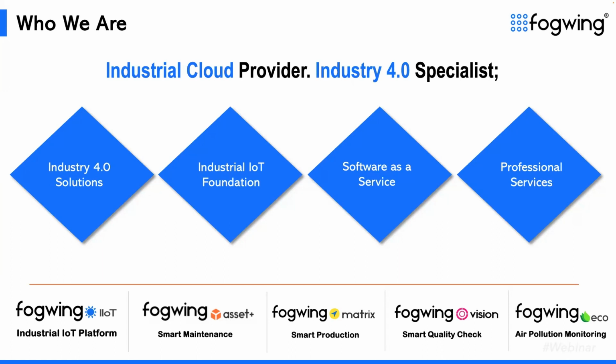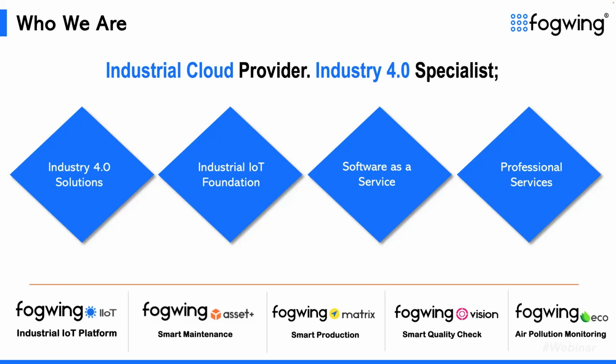Starting with the Fogwing IIoT platform, it's a platform which enables seamless connectivity with machines and assets, facilitating efficient data aggregation. Next comes the Fogwing Asset Plus, Smart CMMS, which is a comprehensive maintenance management software powered by IoT and AI. This is specially designed for asset reliability and maintenance operations. Today we will be seeing a small demo of this application.